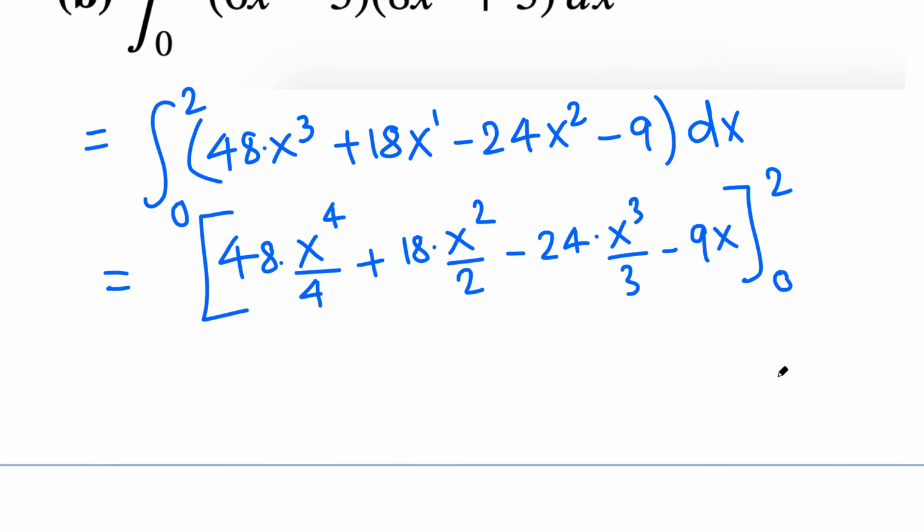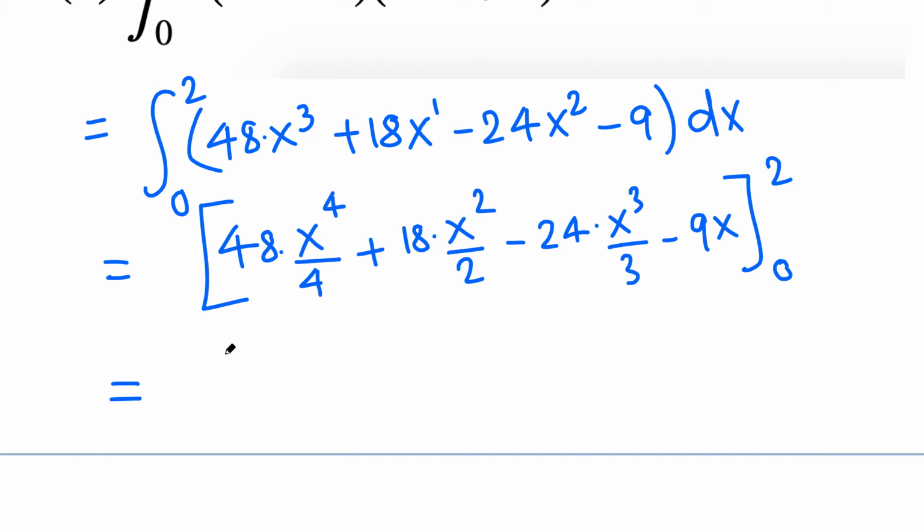Okay, let's do that. In the meantime, we can simplify. Looks like 4 goes once, 4 goes twice, 12 times. 2 goes once, 9 times. 3 goes once, 8 times. So this is in fact 12x^4.